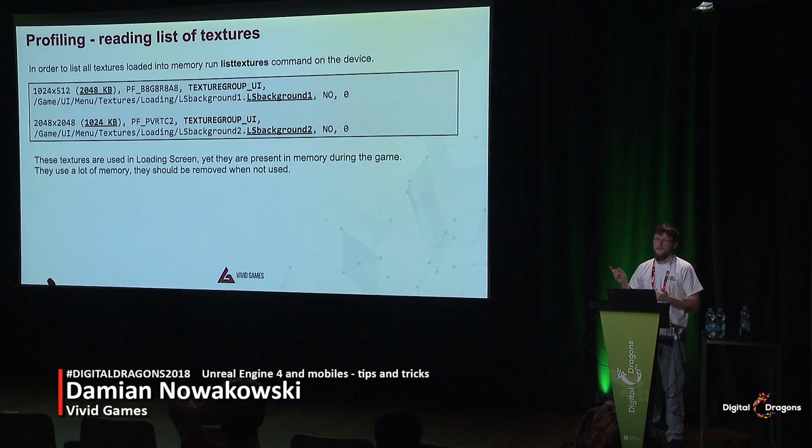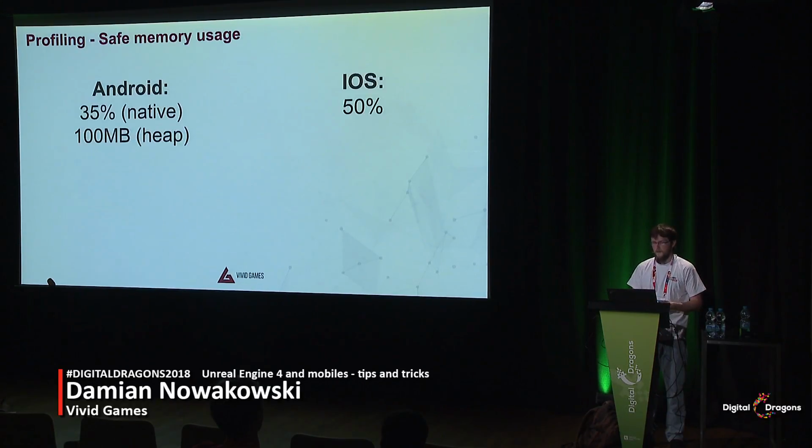As we could see, the UI was using most of our memory, and when we launched list textures, we noticed that the LS background 1 and LS background 2 textures are loaded into memory during the game, while these textures should be loaded only during the loading screen.